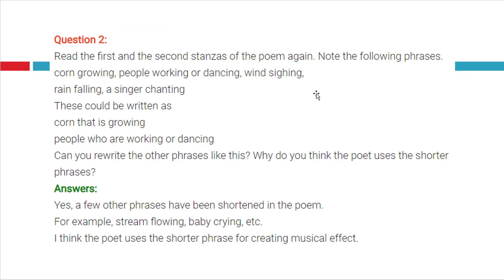Yes, a few other phrases have been shortened in the poem. For example, stream flowing, baby crying, etc. I think the poet uses the shorter phrase for creating musical effect. Okay, this way you can give the answer.